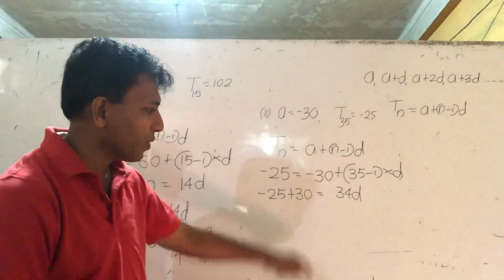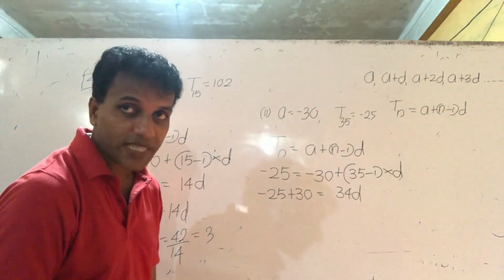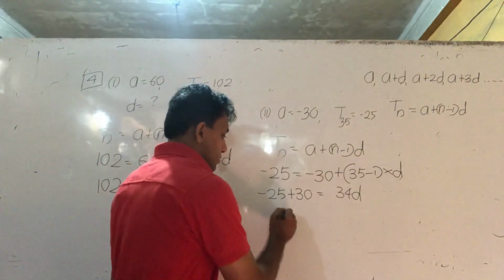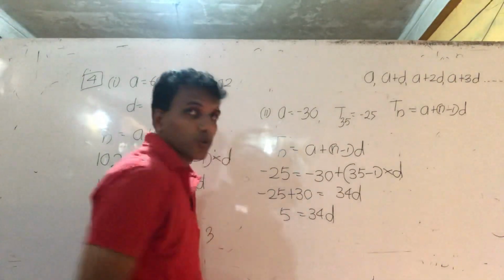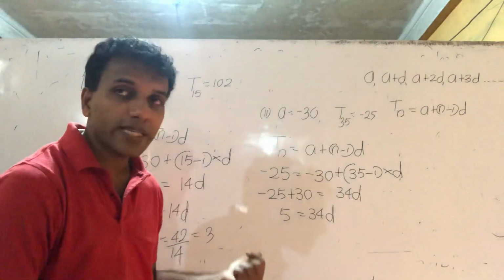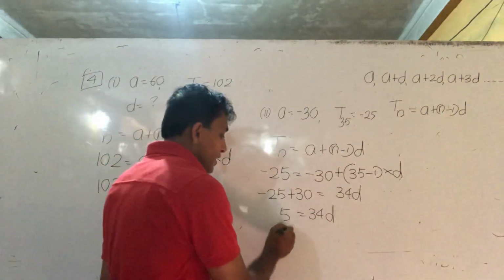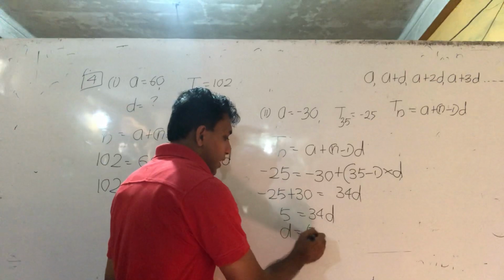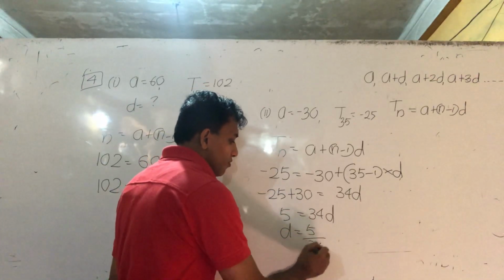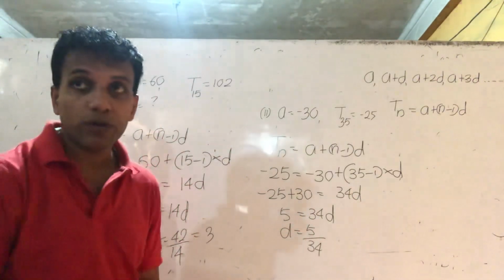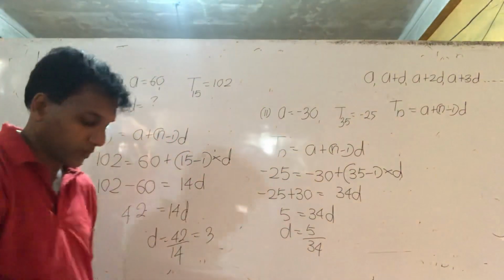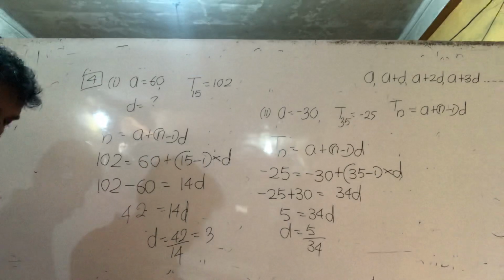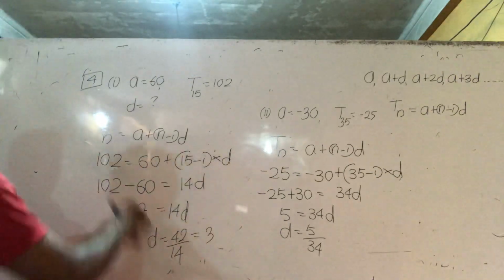Now solve and find. Minus 25 plus 30 is plus 5. Equals 34D. So 34D equals 5. Therefore D is 5 divided by 34. 5 divided by 34 is the answer. This is the method. You can answer those types of questions.